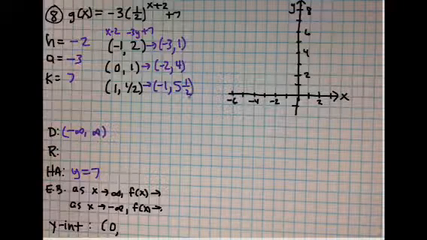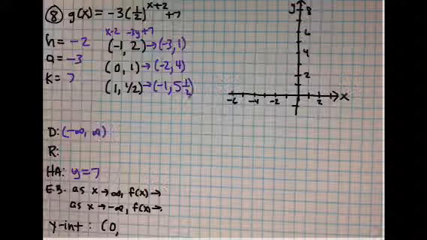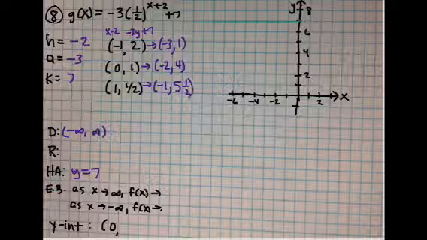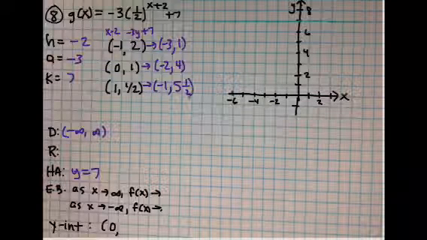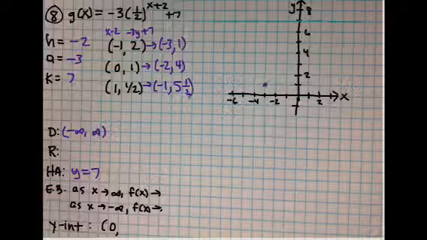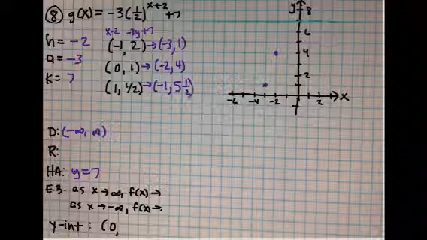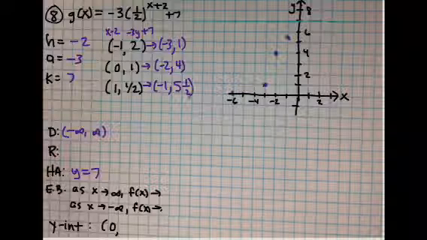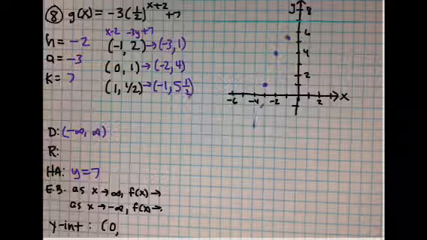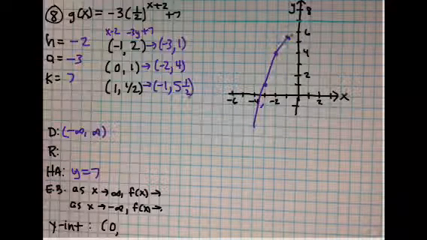Okay, I'm going to draw the horizontal asymptote, which is at 7, y equals 7, right here on the top. And then the points, negative 3, 1, negative 2, 4, and negative 1, 5.5. About here. So the points are curving up like this.